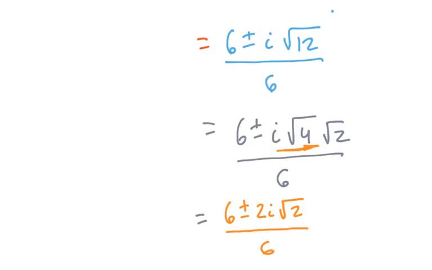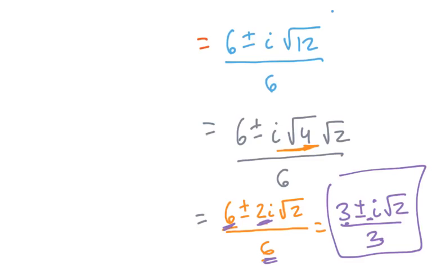Now, notice that 6, 2, and 6 are all divisible by 2. So to finish this, I'm going to divide each of them by 2. So this is going to give me 3 plus or minus i square root 2 over 3. So 6 divided by 2 is 3, 2 divided by 2 is 1, and 6 divided by 2 is 3. And this would be my final answer.